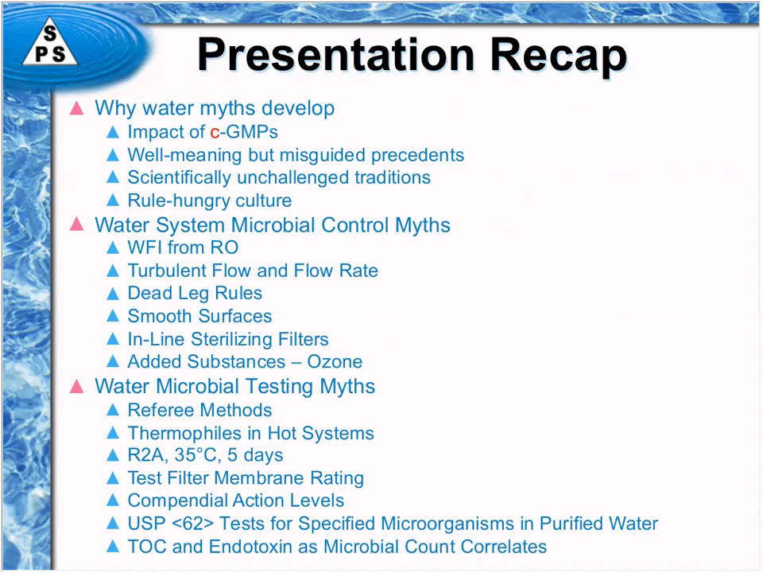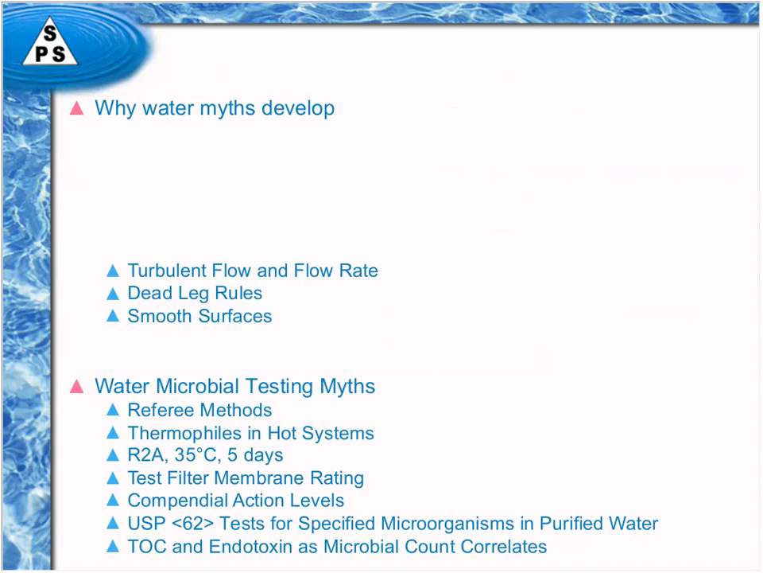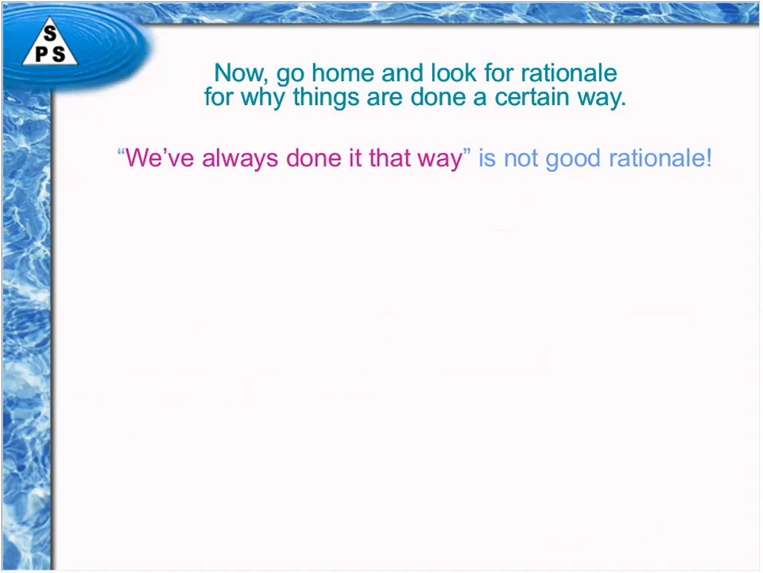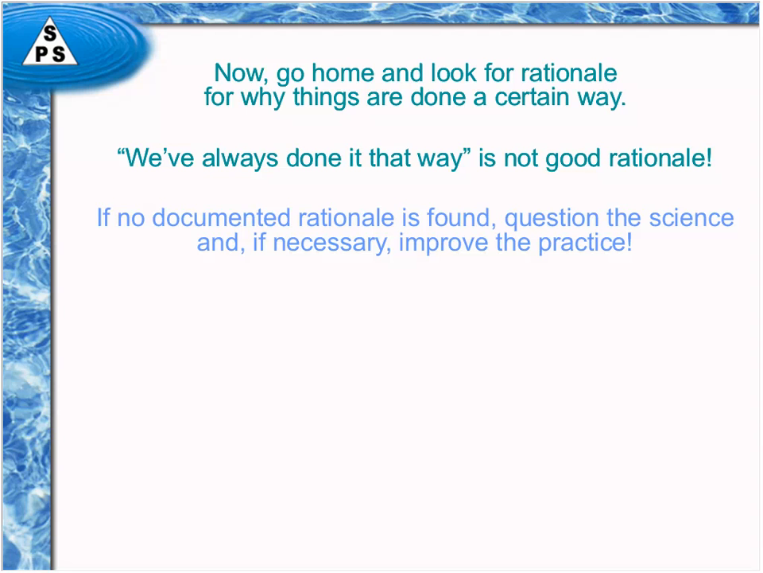So we have gotten to the end of this presentation. And at this point, I want to give you a few helpful hints. I want you to go home and look for the rationale of why you're doing things the way you're doing them. Try to figure out why. If your rationale is, well, we've always done it that way, that ain't good enough. If you can find no documented rationale, then look for an explanation. Question the science behind it, and if necessary, even improve the practice.